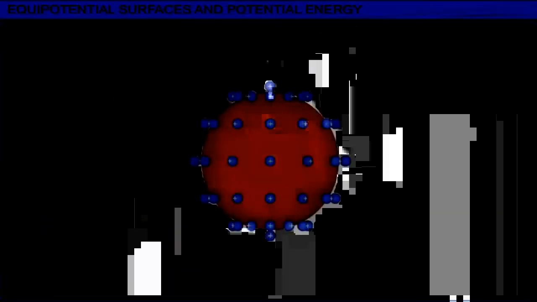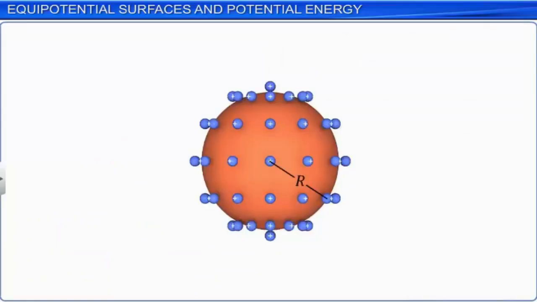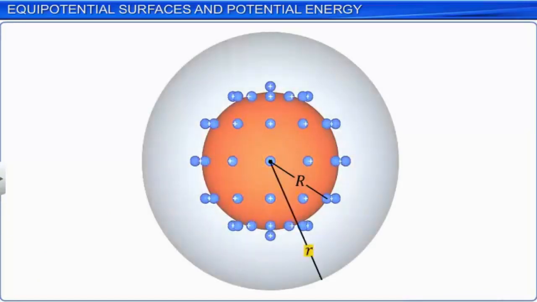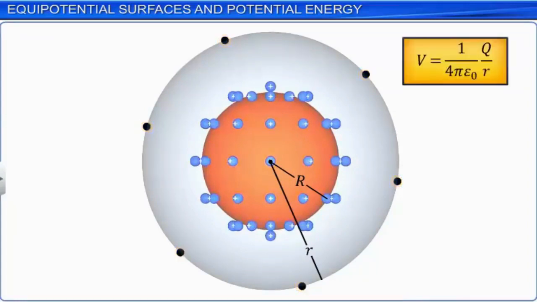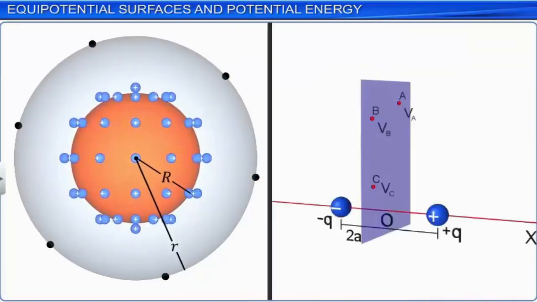Now let us consider a uniformly charged spherical shell of radius r with charge Q on it. Imagine a sphere of radius r around the shell. The electric potential V for any point on the imaginary sphere is given by V equal to 1 by 4 pi epsilon naught Q by R. In the above examples, we have seen surfaces which have the same potential at all points on them. Hence, potential difference delta V between points on an equipotential surface is 0.